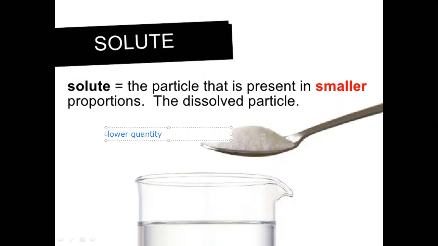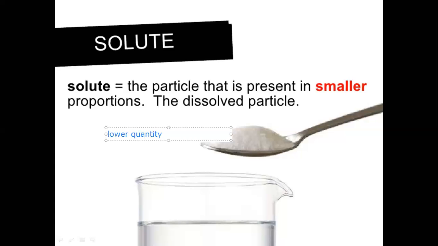Let's take water and add salt. The salt dissolves in the water, so this is the solute. We have a solution, solvent and solute. A mixture of solvent and solute is a solution.